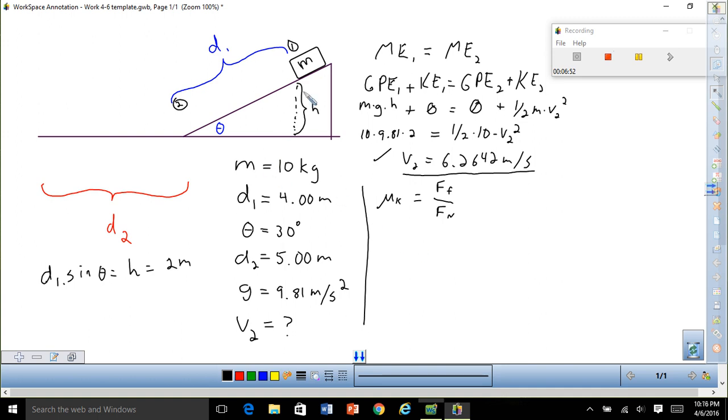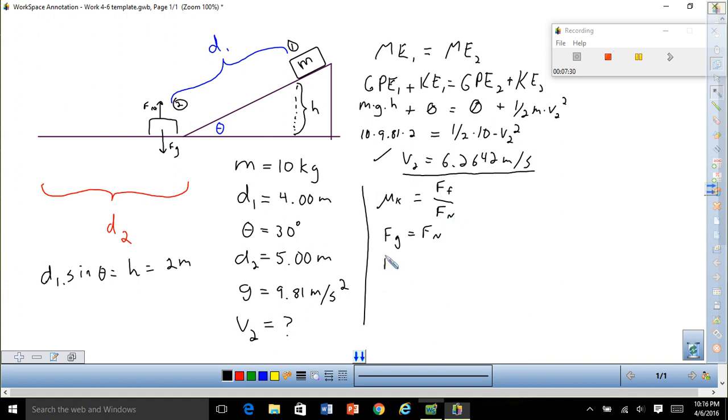Well, Fn, remember, once our object gets down to there and then begins to slide across the floor, at that point it's on a flat surface, and so the force of gravity acting on it will exactly be balancing out the normal force provided by the floor. Or really, we should say the normal force provided by the floor will be balancing out the force due to gravity.